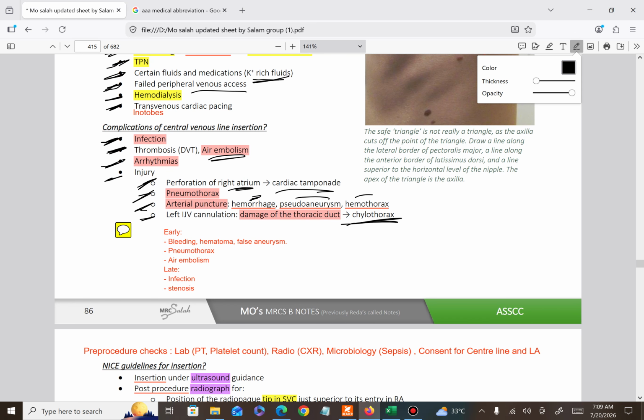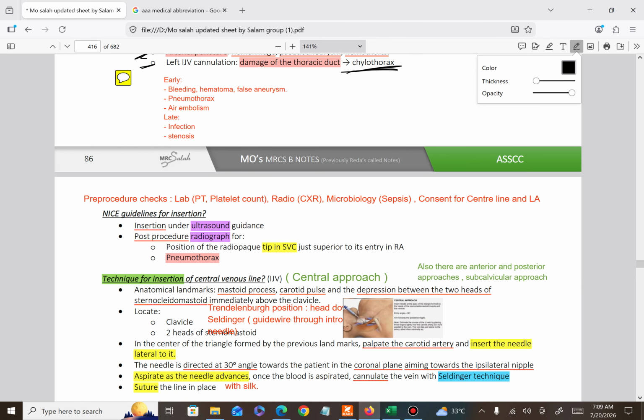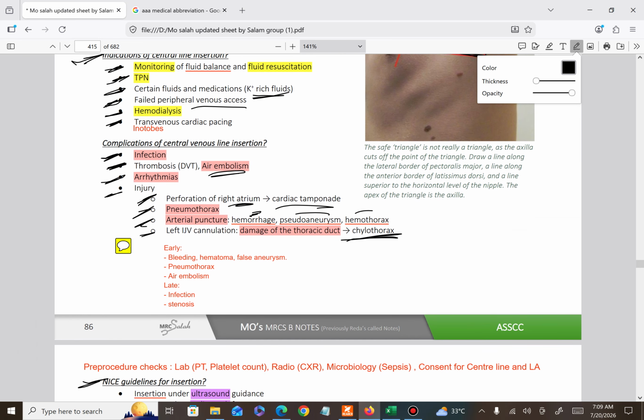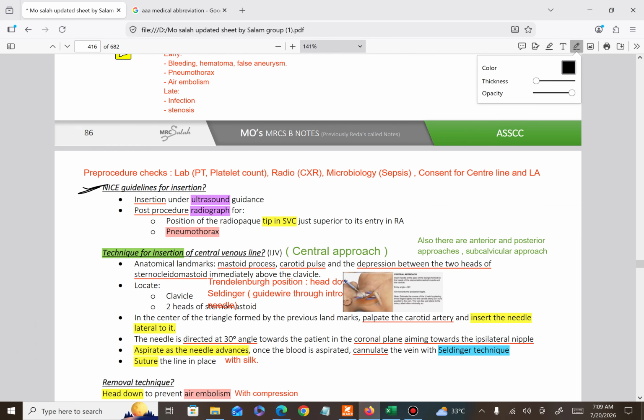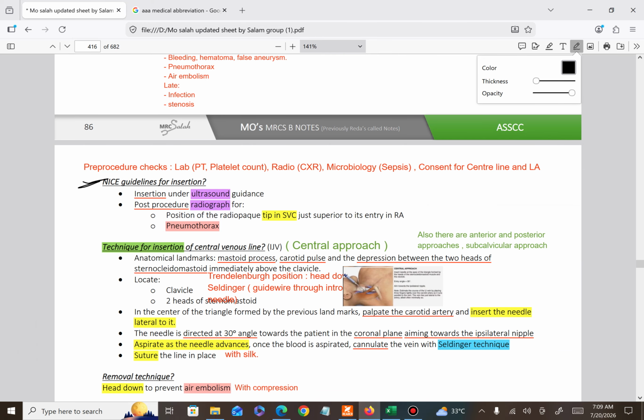Then what will be the NICE guidelines for the insertion of the CVP? Central venous line, NICE guidelines for insertion are: insertion will be under ultrasound guidance, post procedure radiograph for position of the radio-opaque tip in the superior vena cava just superior to its entry in right atrium, and to exclude pneumothorax.